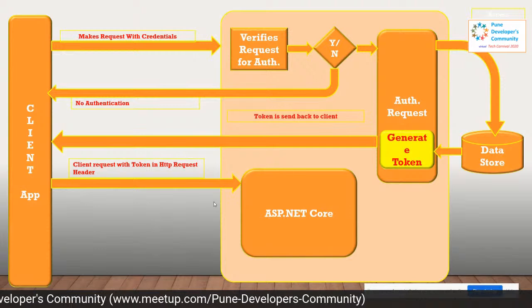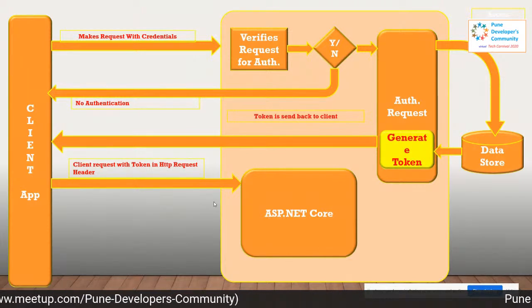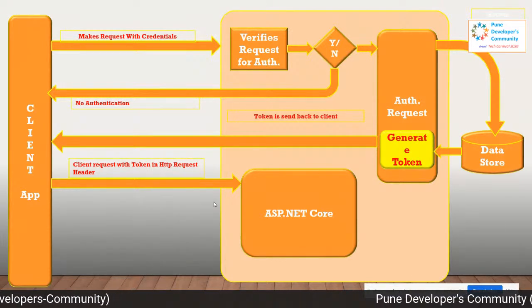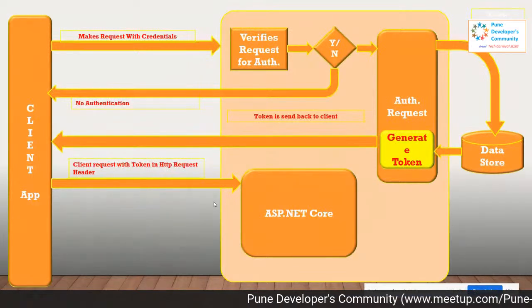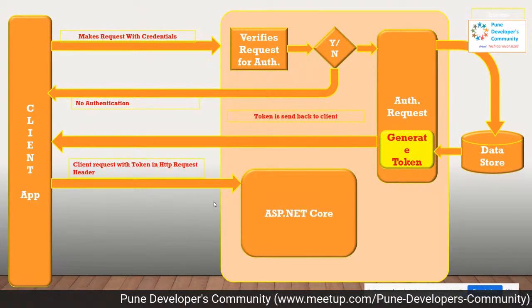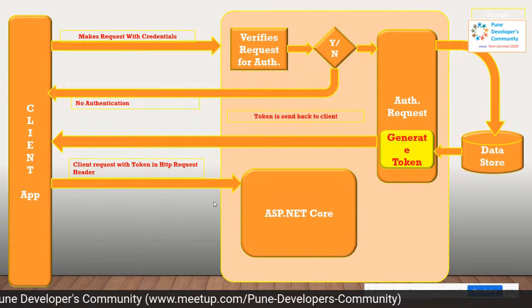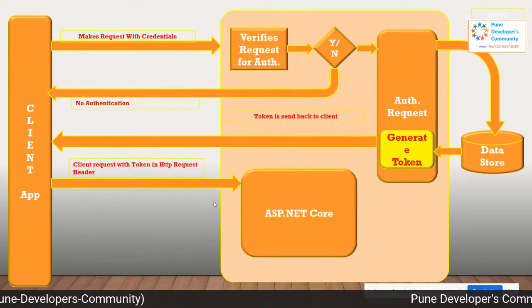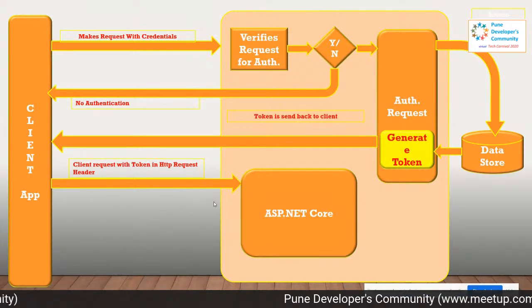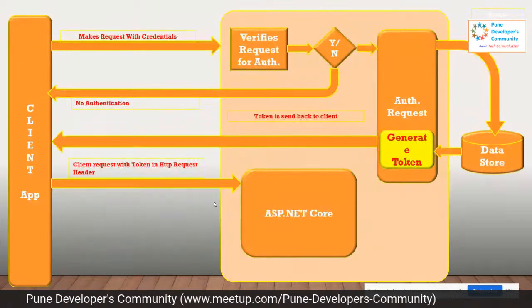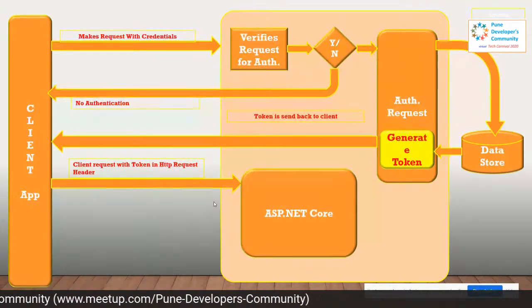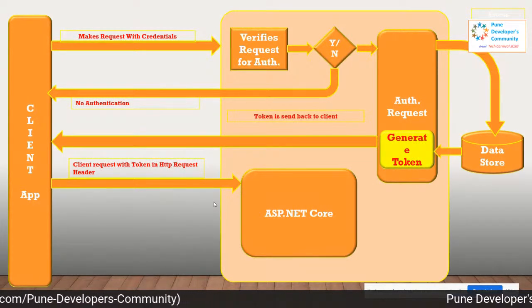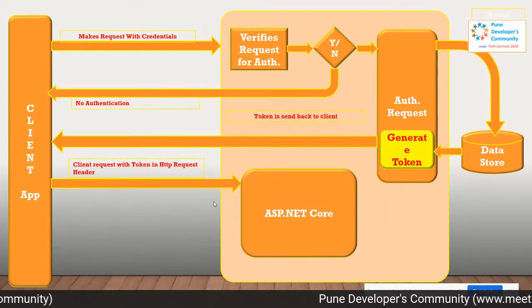Now, what's going to happen is that the client is going to make the request by putting the token into the header, right? So the HTTP request will be formed by the client application. It will create the authorization header, and in the authorization header, this bearer token will be put, and then that will be sent to the server, our ASP.NET Core application precisely. Now, what's going to happen?